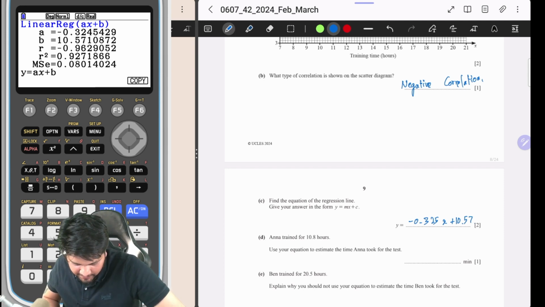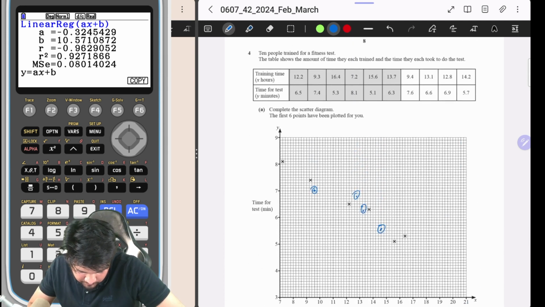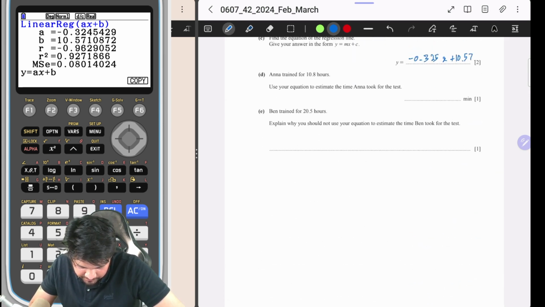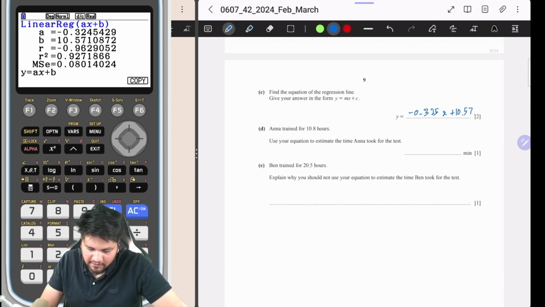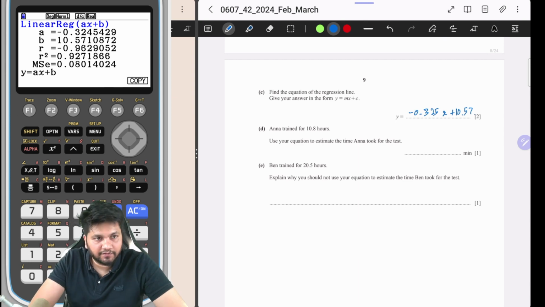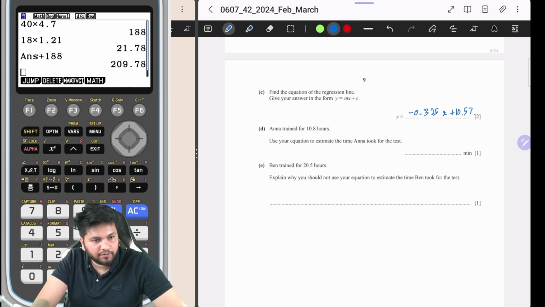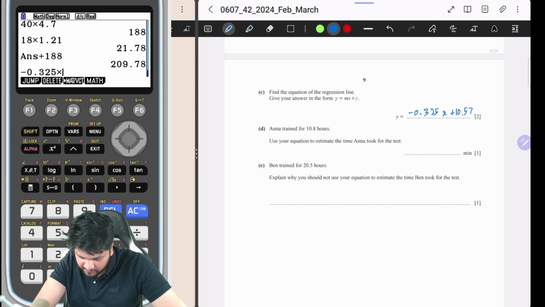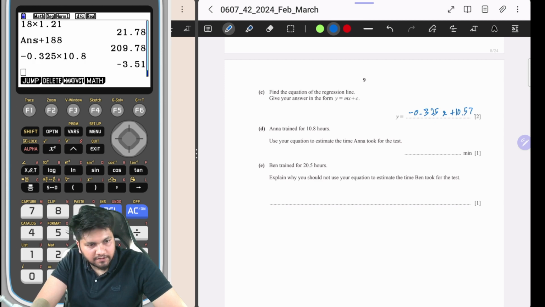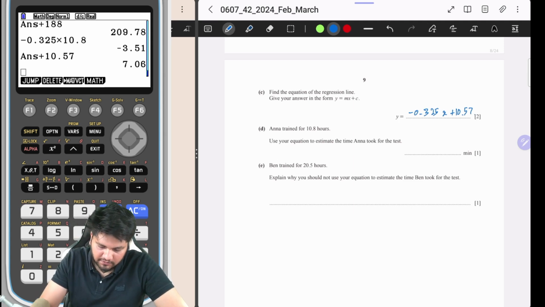Anna trained for 10.8 hours. Okay, so that's the x value. Use your equation to estimate the time Anna took for the test. So all you have to do is put -0.325 multiplied by the x value. The x value is 10.8. So 10.8, whatever it is, and then plus 10.57. So you get the answer as 7.06.